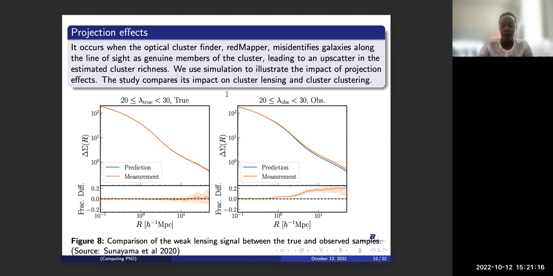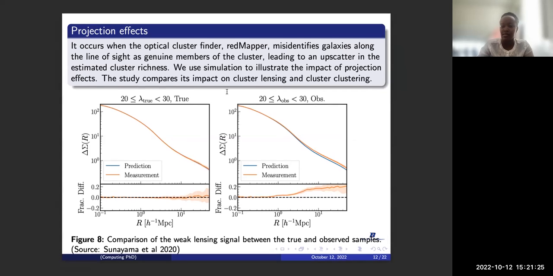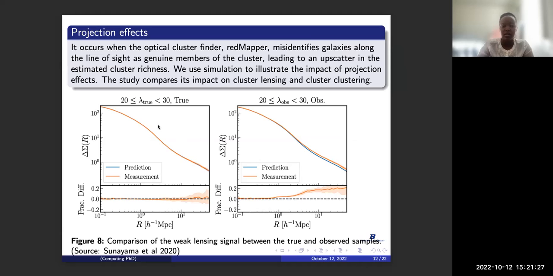So in this paper, they were trying to understand and quantify the impact of the projection effect when you're trying to estimate the cluster mass. From the two plots, we are seeing the true richness. The true richness means it was obtained from a catalog that didn't have the projection effect. And the other, the observed richness, is from a catalog that has the projection effects. From these two plots, the prediction comes from an emulator that was used to predict the weak lensing signal.